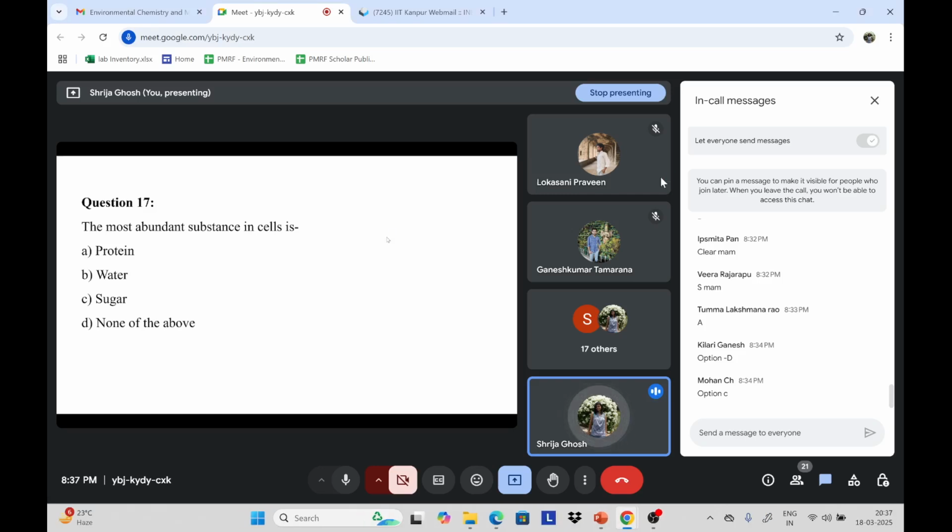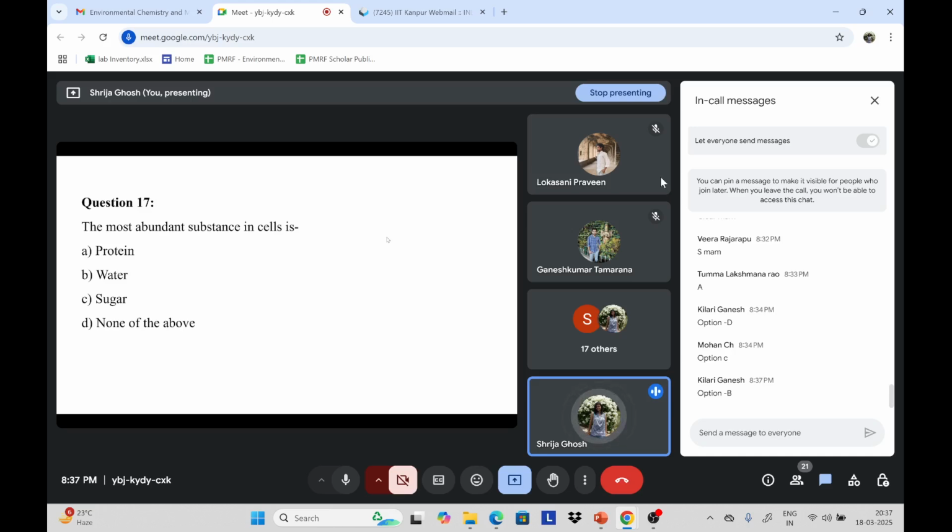If you have any doubt in any of the questions, please ask in the chat box. Moving on to the next question. Question number 17. Most abundant substance in cells is option A, protein, option B, water, option C, sugar, option D, none of the above.